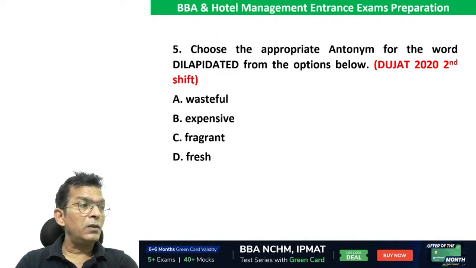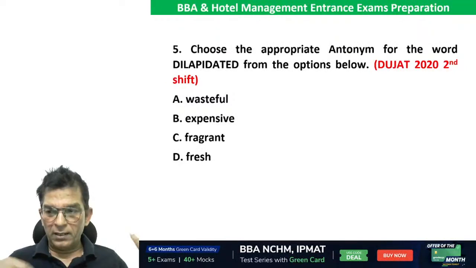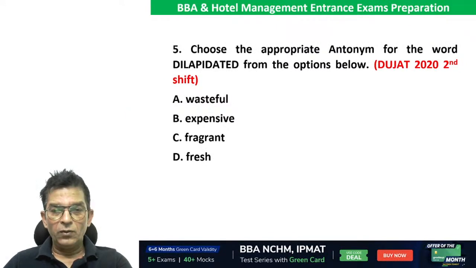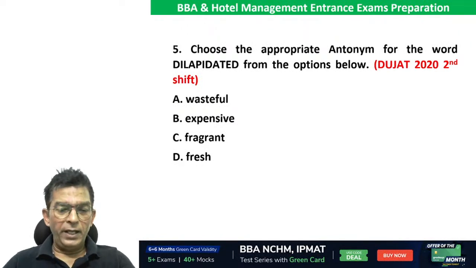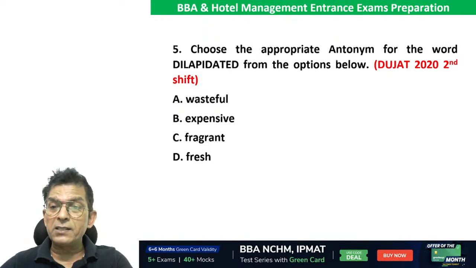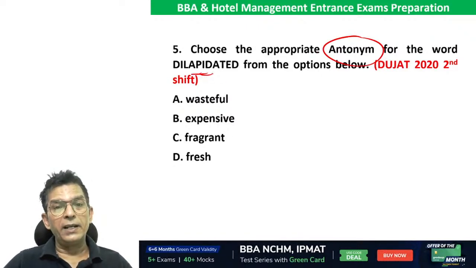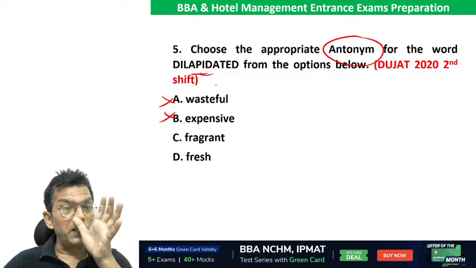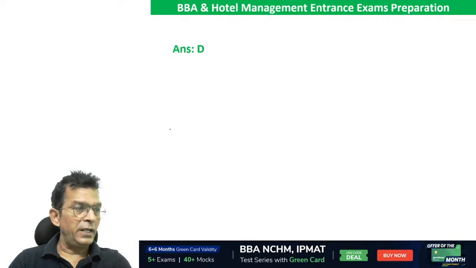Dilapidated is all broken and all in a, say, ramshackle condition. So, what do you think? Dilapidated? What will be the opposite? A, you say wasteful. See, we are looking for an antonym, the opposite. Dilapidated is a negative word. Therefore, this cannot be the answer. This also cannot be the answer. There are two, fragrant and fresh. I said dilapidated is all broken. So, this must be fresh. Okay, done. The answer is D. Come to the next one.